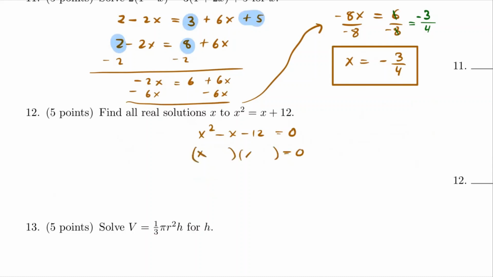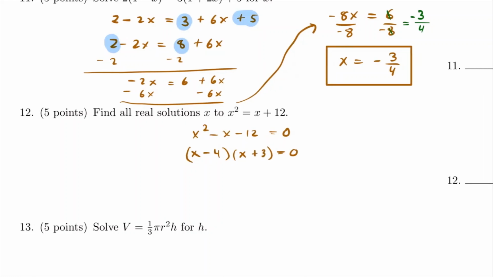So here is x, here is x. Now you need two numbers whose product is negative 12 and add up to negative 1. So 4 and 3 will do the job. 4 has to be negative. So you got x minus 4 and x plus 3. So that will work. Now you set each factor to 0.